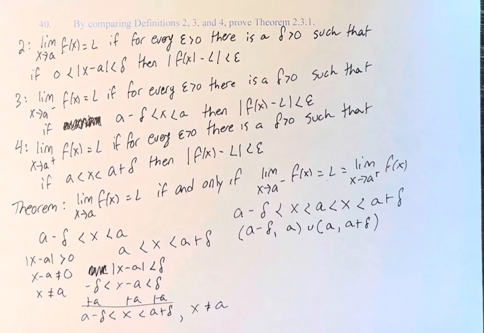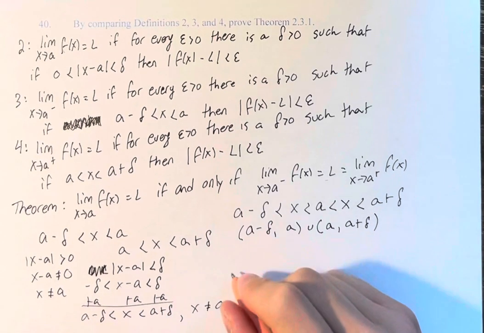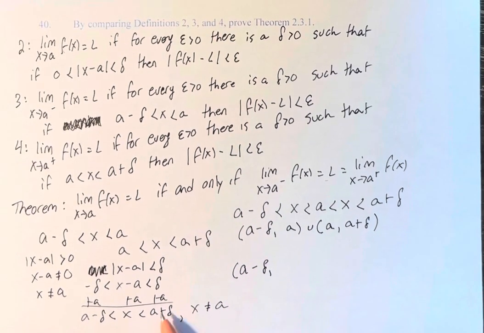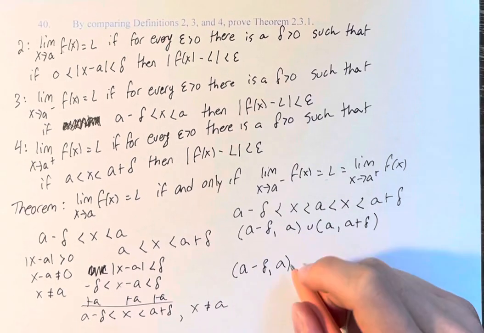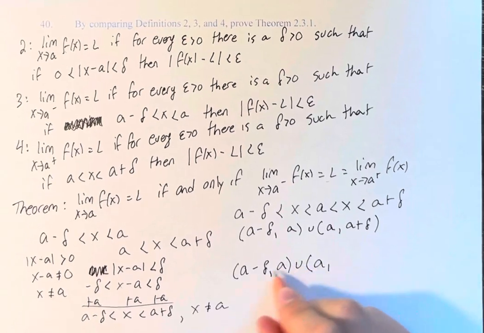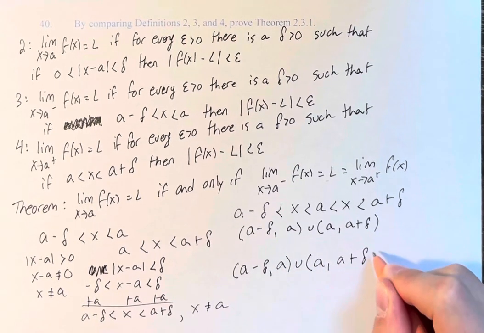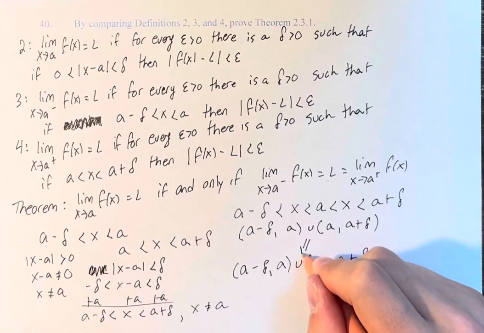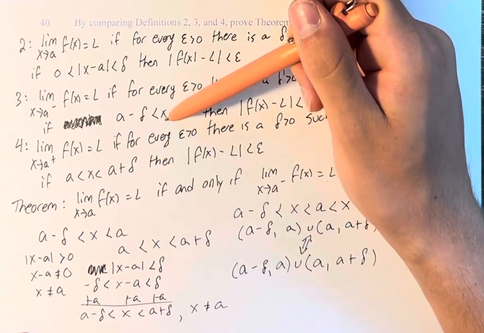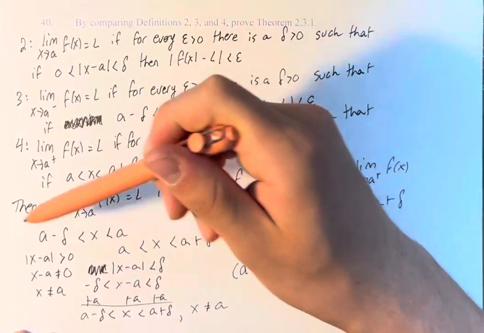How would we write that in interval form? Well, we can say that x goes from a minus delta all the way up to a plus delta, except it's not equal to a. So we go up to a, then we have to stop, then we continue from a, of course not inclusive, and we go to a plus delta. And therefore we can see that the restrictions on x in 3 and 4 together equal the restriction on 2.